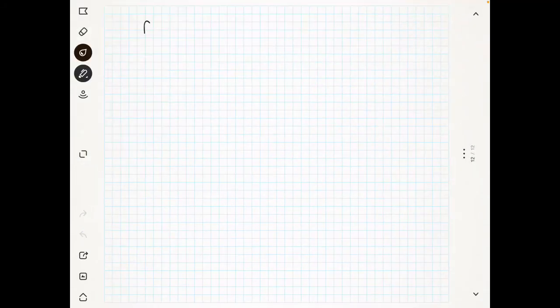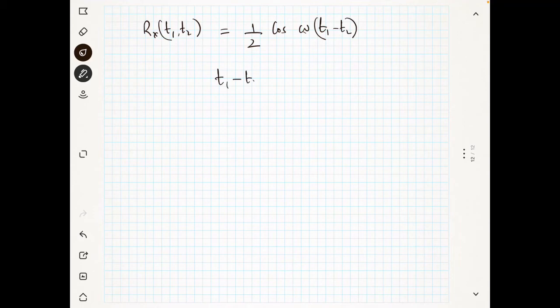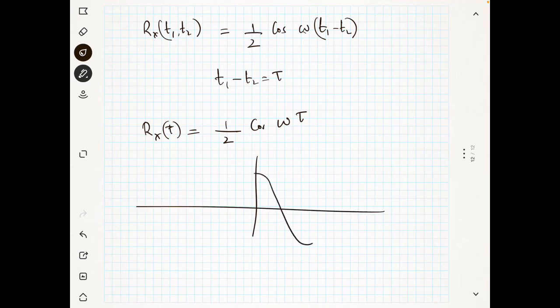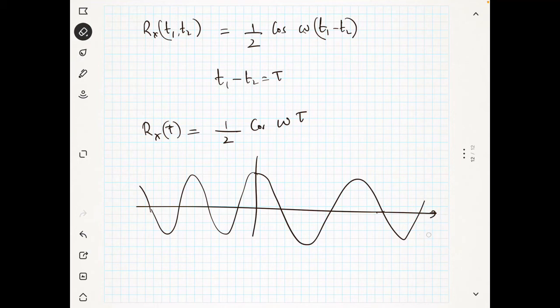That means the Rx of t1, t2, you will get as half cosine of omega into t1 minus t2. Let us assume that t1 minus t2 is equal to some tau, then Rx of tau you will get as half of cosine of omega tau. So the autocorrelation function will be looking like this. It is also satisfying all the properties. Sorry, not t, it is a function of tau, so Rx of tau, and the maximum is half. I hope this is clear to you.